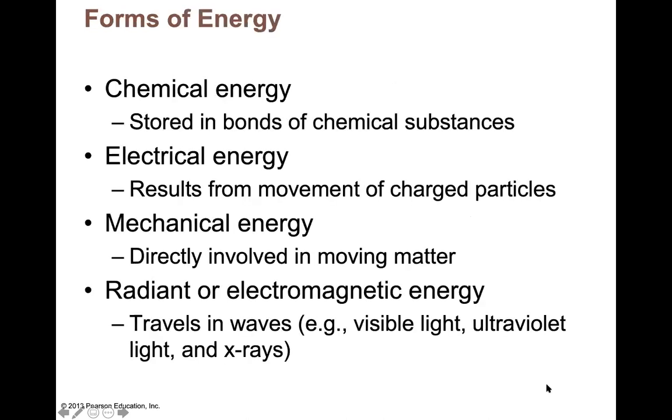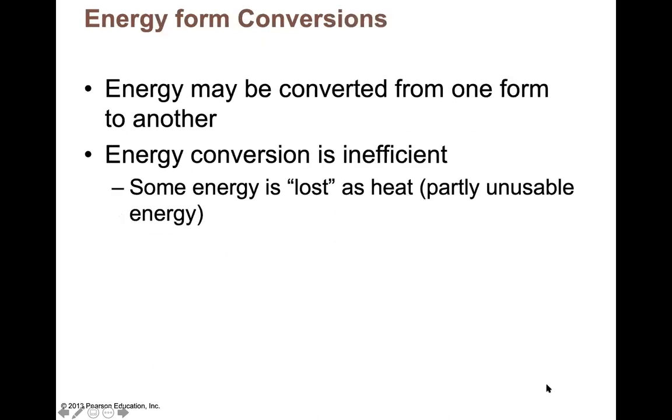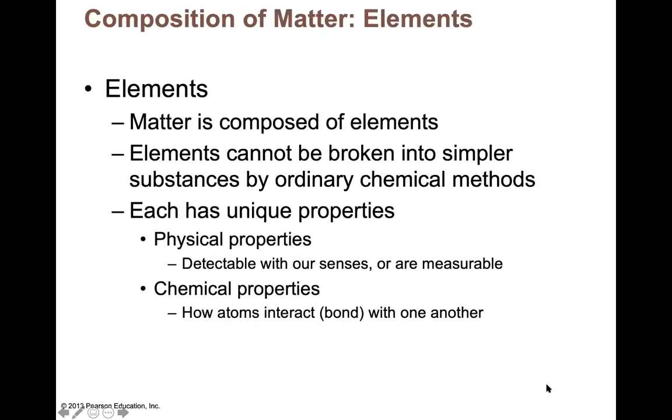And there are different forms of energy. You have chemical energy, electrical energy, mechanical, and then radiant or electromagnetic. Now, energy can be converted from one form to another. And what we've learned is that the conversion of energy is typically a very inefficient process. A lot of times we lose energy as heat, which is not usable, and it's also unstable.